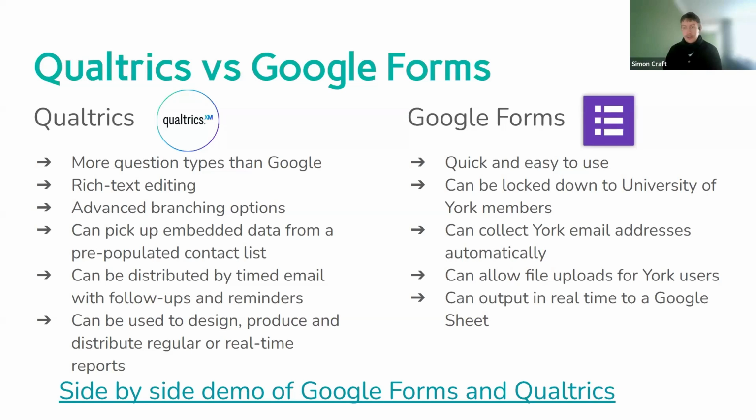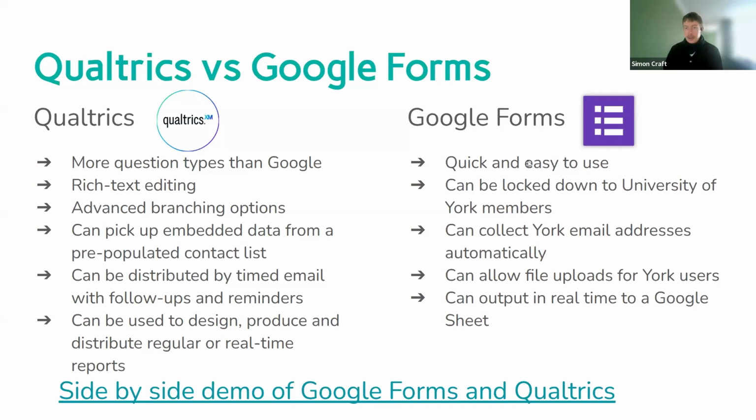So first question, I guess, what is Qualtrics? You probably have a fair idea having signed up to the training, but Qualtrics is a survey tool. It's one of two survey tools that are kind of supported at the university, the other one being Google Forms. So what's the difference between the two? Why would you use one over the other?